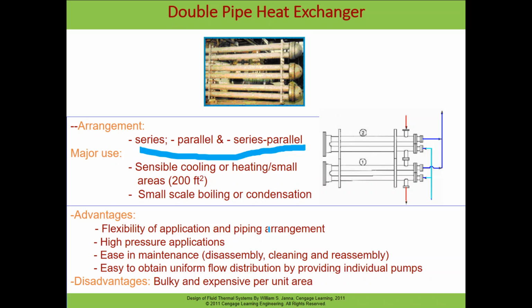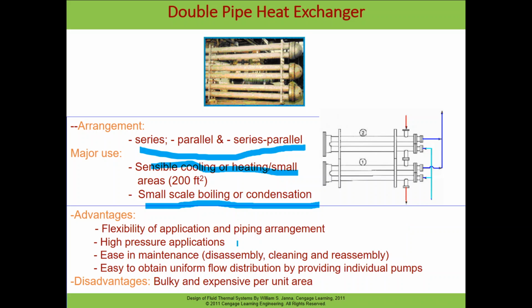So what is the major use of the heat exchangers? Double pipe heat exchangers can be used for small to medium applications, and mostly they are used for sensible cooling and heating applications, and for small scale boiling and condensation as well. So what are the advantages of the double pipe heat exchanger? It's flexible, like you can make add-ons by doing a series combination and parallel combination and both.